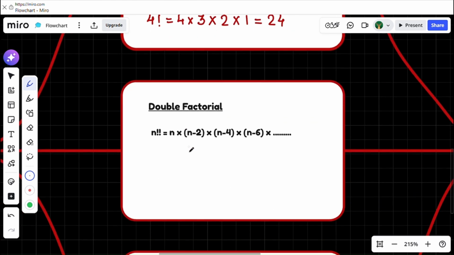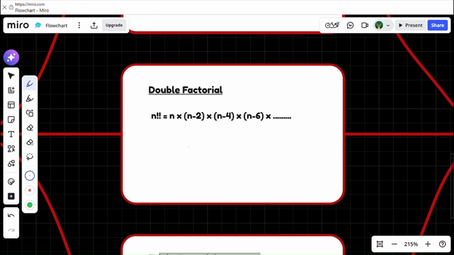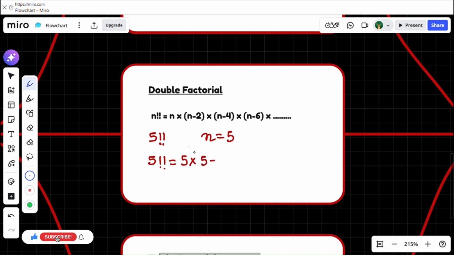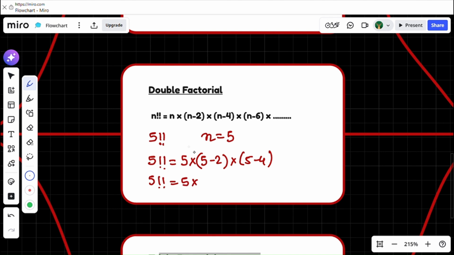Now we know that the question gave me 5 double factorial, so we can let n be equal to 5. We can put in this formula. 5 double factorial is equal to 5 multiplied by 5 minus 2, which is 3, and 5 minus 4, which is equal to 1. So 5 multiplied by 3 multiplied by 1 is equal to 15.